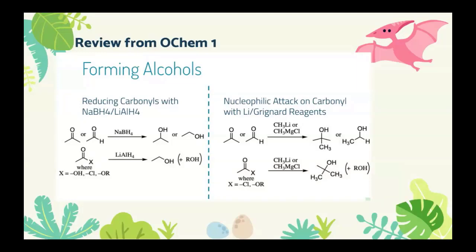And you can also use nucleophilic attack. So basically, if you use a Grignard reagent on a carbonyl, you can also create an alcohol as shown. And remember that typically Grignard reagents, if they're added in excess and attacking an ester or an acid chloride, you can do multiple attacks.